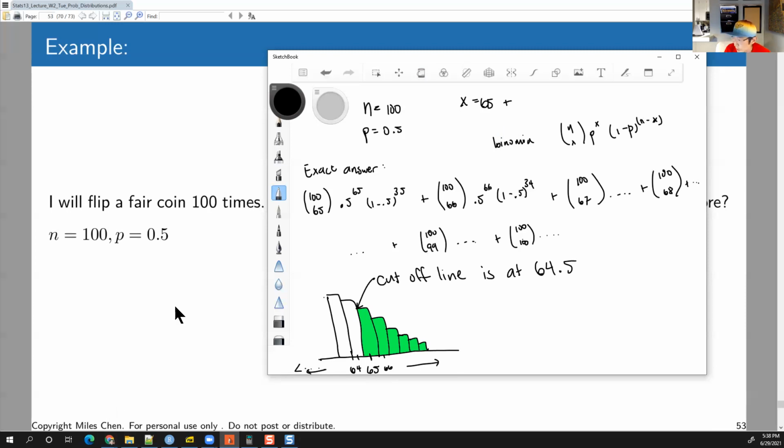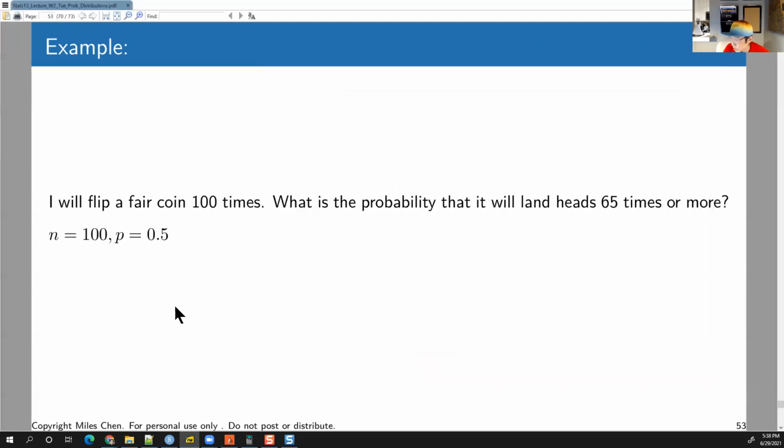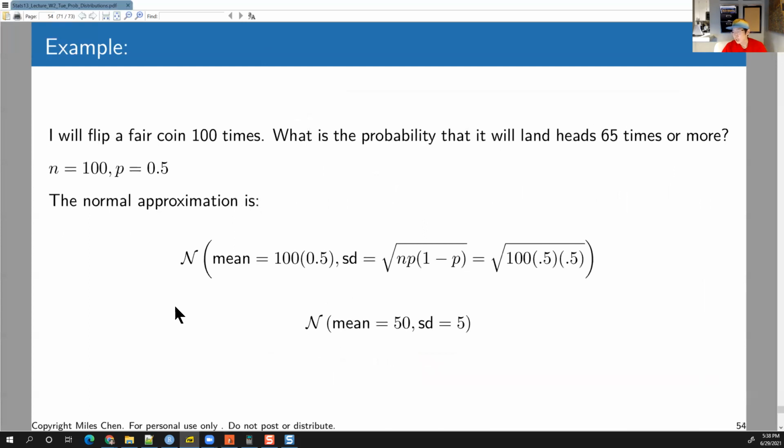So now I'm going to do the normal approximation to the binomial. The normal approximation has mean n times p, which is 100 times 0.5, so my mean is 50. My standard deviation is the square root of n times p times 1 minus p, so the square root of 100 times 0.5 times 0.5. This ends up being the square root of 25, which is 5. So the normal distribution that approximates the binomial here has a mean of 50 and a standard deviation of 5.